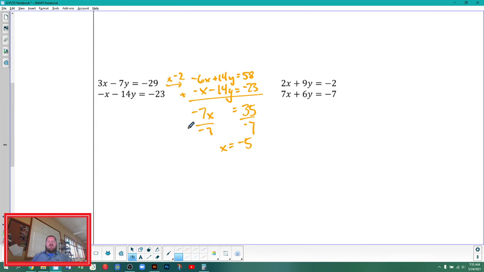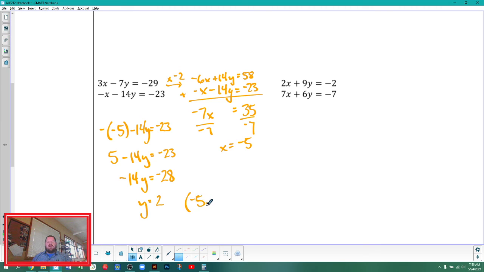Okay. So I get x is equal to -5, and we can go ahead and put that in, I guess let's go with the bottom equation, even though there's a lot of ugliness in that equation. Now I get +5 minus 14y is equal to -23, which looks like it's going to work out pretty well. If I subtract 5 on both sides, I get -28. And dividing by -14 gives me y is equal to 2. So I get -5, 2. Again, if you did that problem a different way, that's awesome, especially if you got the same answer.